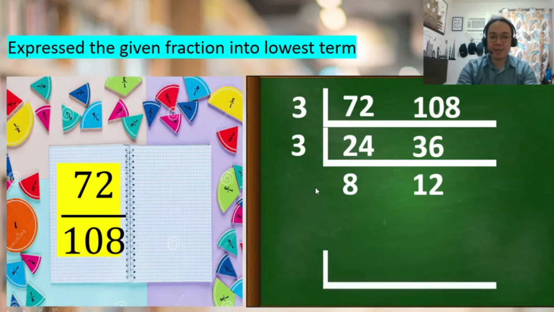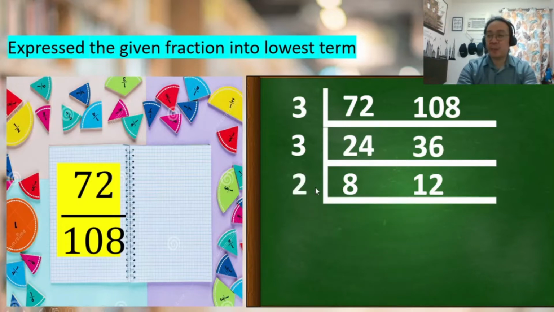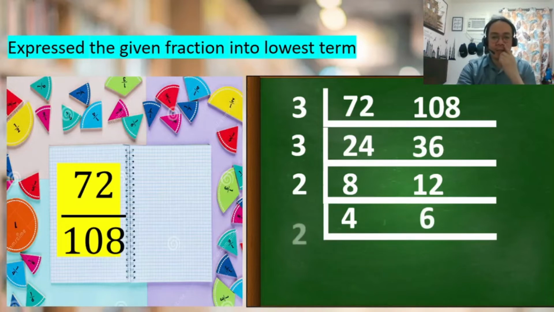Si 8 and 12 ba, mayroon pa bang common na number na parehas silang pwedeng i-divide? So, pwede tayong gumamit ng 2. So, 8 divided by 2, that will be 4. 12 divided by 2, that will be 6. Ngayon, si 4 and 6 ba, may number ba siyang pwedeng i-divide except sa 1? Maliban sa 1, pwede pa natin gamitin ang 2. So, 4 divided by 2 is equal to 2. 6 divided by 2 is equal to 3.